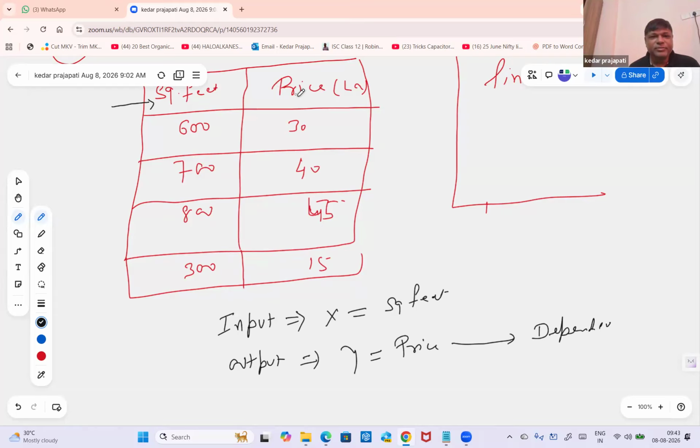See, house price is dependent on area. So 40 lakh is for 700. So basically what is happening, this y is dependent on x, or you can say y is a function of x. Or when you give linear regression model, then you say y equal to mx plus c, where m is the slope and c is the intercept. Those things we'll do tomorrow. Don't worry about this.